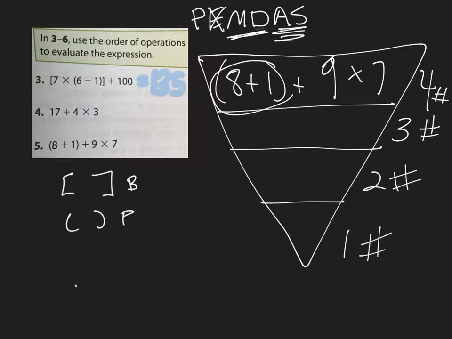Well, this is my first step then. 8 plus 1 is 9. And then I bring everything else down. 9 plus 9 times 7. Okay. Well, do I multiply or do I add first?